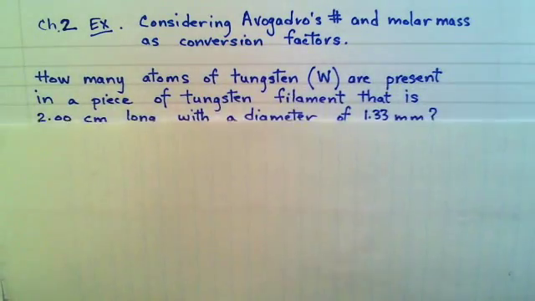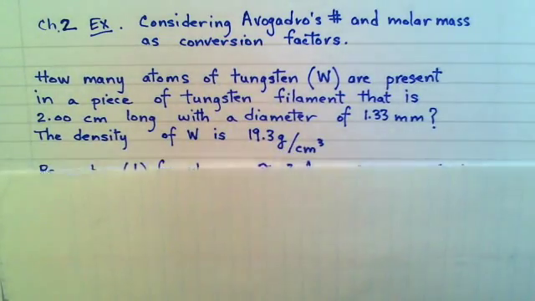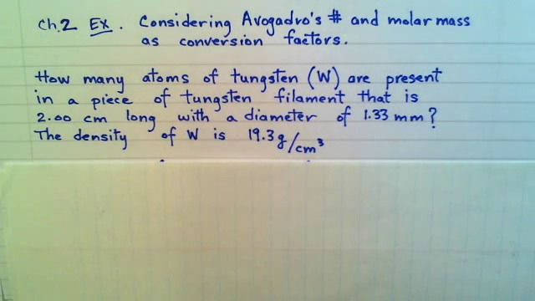Okay, so in this particular question, let's reveal it. The question asks, how many atoms of tungsten, and the element symbol for tungsten is W, are present in a piece of a tungsten filament, so a tiny wire that's only 2.00 centimeters long with a diameter of 1.33 millimeters.